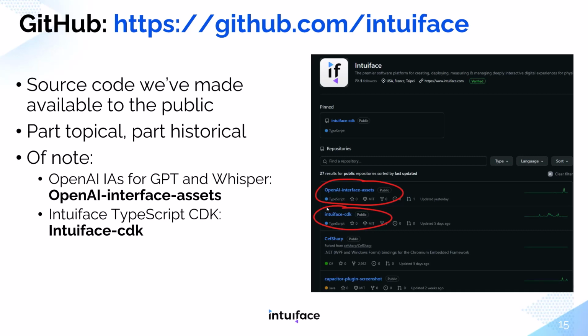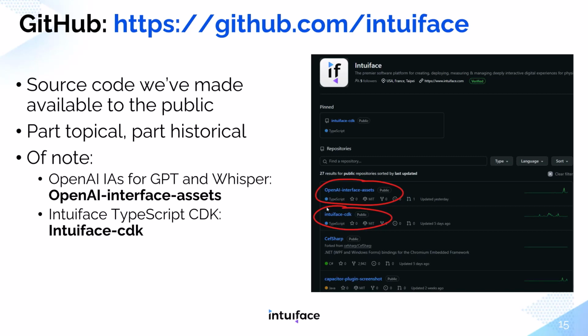For these other platforms, what we used to call the player next gen a few months ago, we use TypeScript, and we have a component development kit, the Intuiface CDK. This is publicly available on GitHub, so even the source code of the CDK is publicly available. And that's the second highlighted thing you can find on our GitHub here. The first repository, the OpenAI interface assets, is the source code, both in TypeScript and .NET, for the plugins, the interface assets that you will find in Composer. So three things.